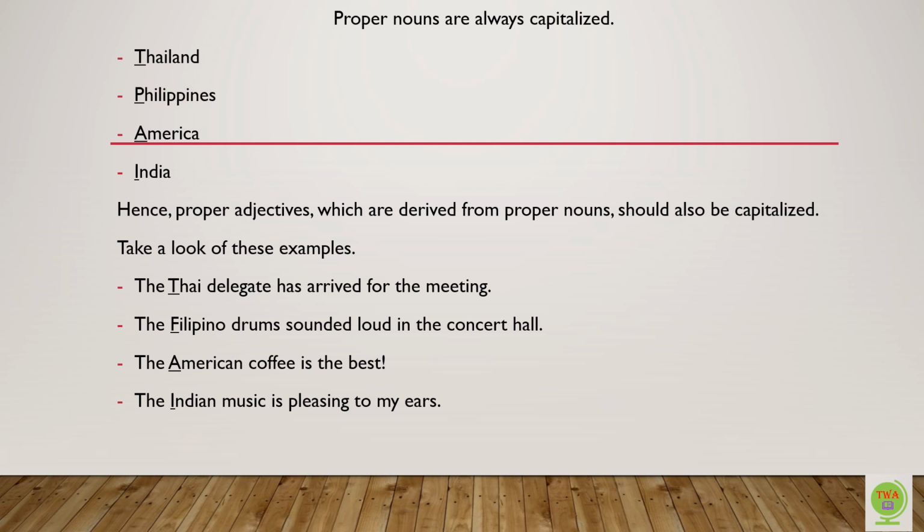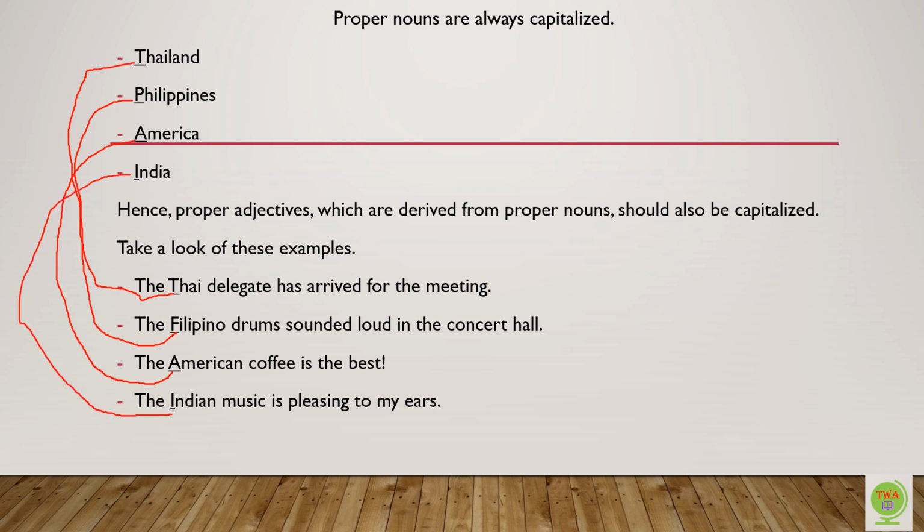So as you can see, from Thailand, it will become Thai, but still written with a capital letter. The first letter should be capitalized. Philippines will become Filipino, and then America will become American to describe what kind of coffee it is. What's the best coffee for you? And India will become Indian. I hope you learned from our lesson today the difference between predicate adjectives and proper adjectives.